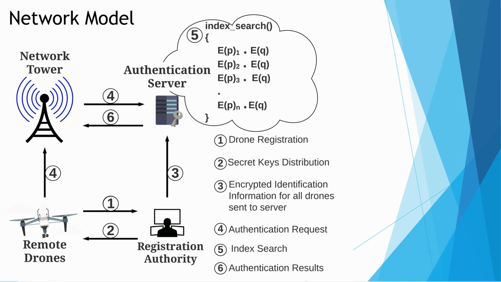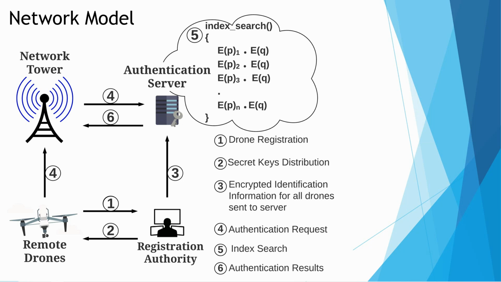The network tower is used for communication purposes between the remote drone and the authentication server. The remote drone then uses the KNN algorithm during the authentication request to encrypt its identification information before sending it to the authentication server during a request.